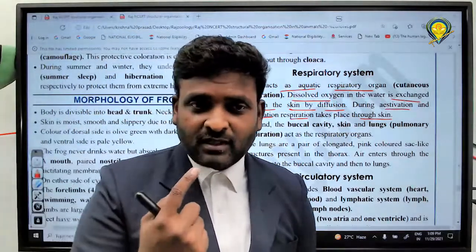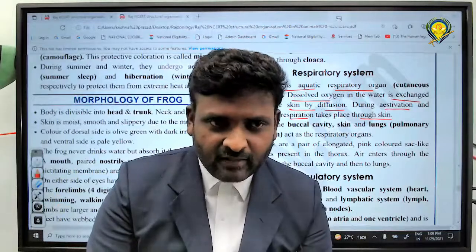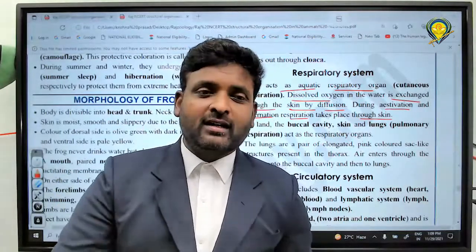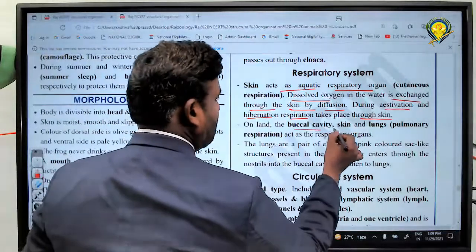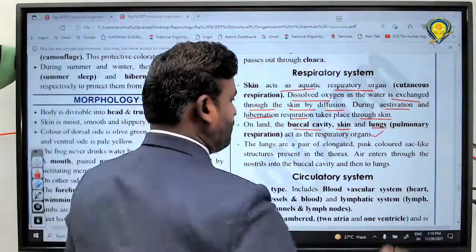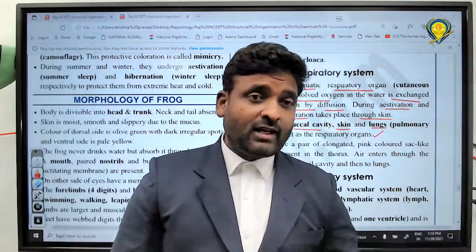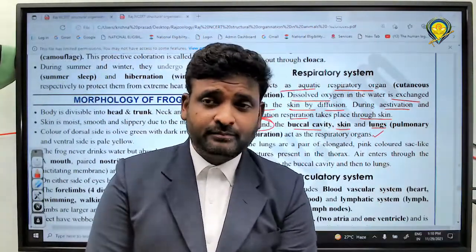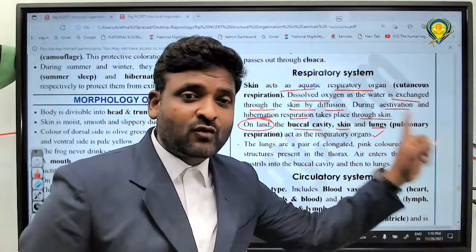The buccal cavity is the first one, and next one, skin also sometimes, up to the presence of moisture content. And the third one, the main one, is what? Lungs. Main what? Pulmonary respiration. You can find it here. Buccal cavity, skin, and lungs, meaning pulmonary respiration, act as a respiratory organ whenever the frog is present on the land. Then tell me, what is the respiratory organ whenever the frog is present within the water? Skin. Skin is the respiratory organ. Hence they are mentioning aquatic respiratory organ.